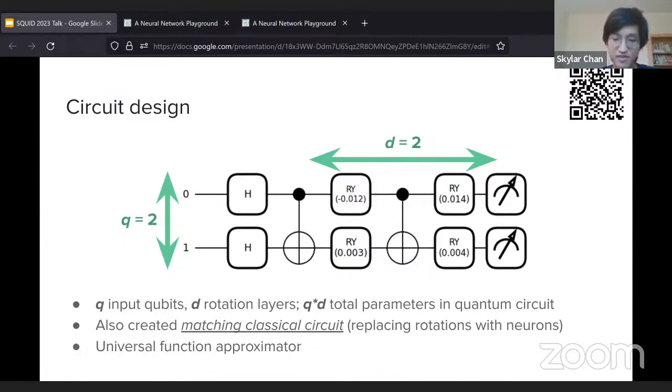What's interesting about these variational quantum circuits is that they are universal function approximators. They can approximate any arbitrary function, just like classical neural networks can. So in order to have a reasonably fair comparison, we're going to compare this against a matching classical circuit, where we replace the rotation gates with neurons. So the Q equals 2, D equals 2 equivalent for a classical neural network will be 2 layers of 2 fully connected neurons.